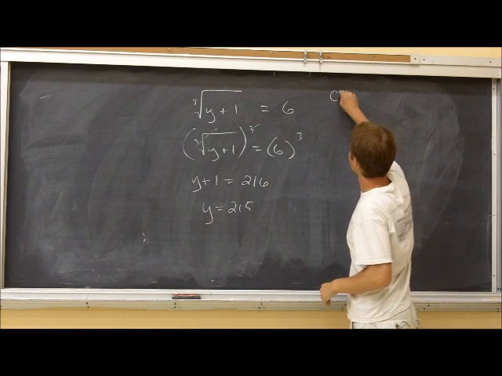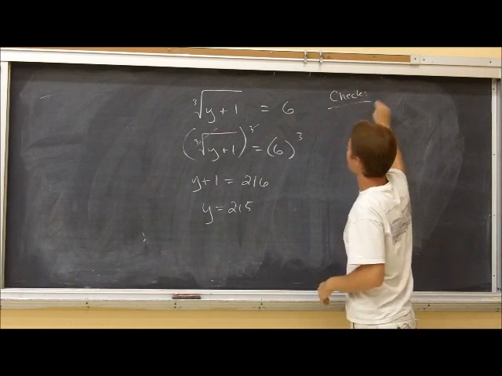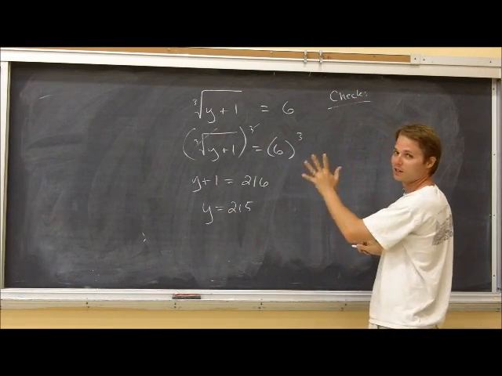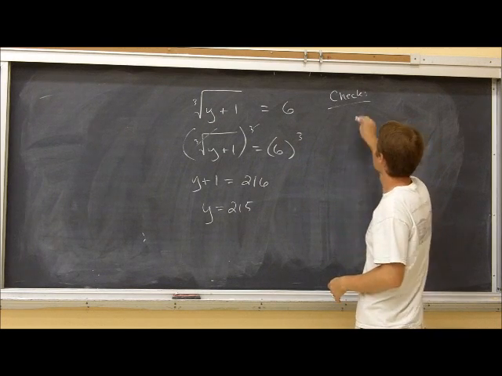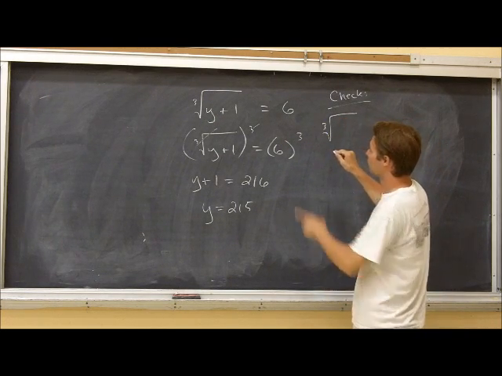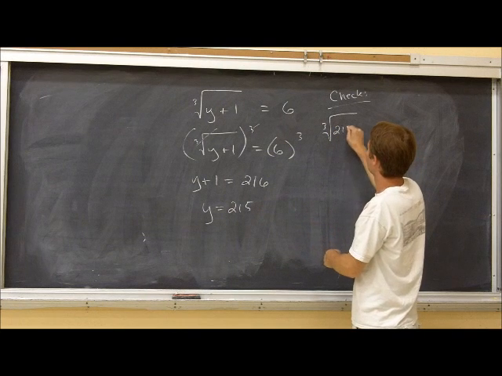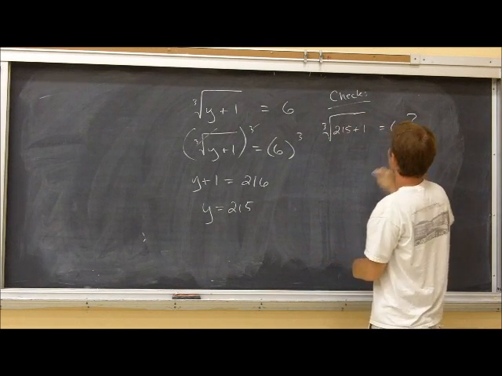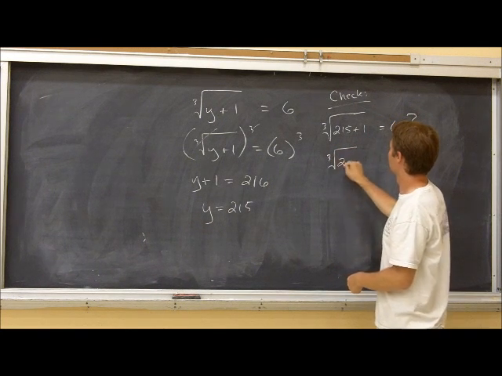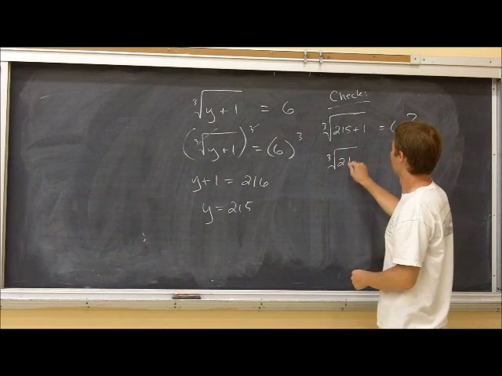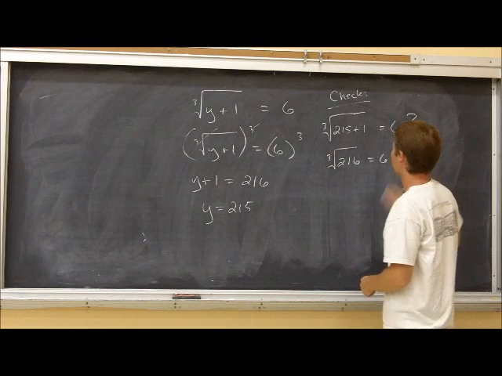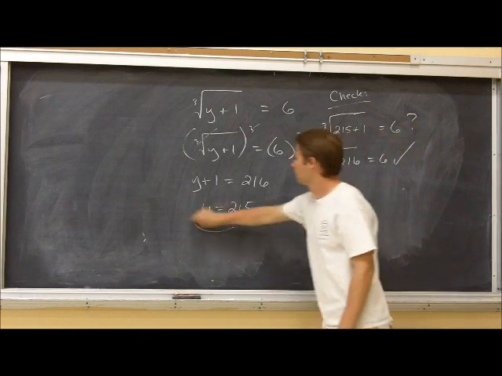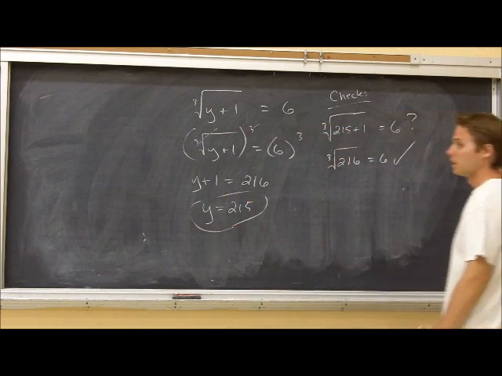I can check this. I shouldn't have any problems since I cubed instead of squared, but we'll just make sure. So I'll take the cubed root of y plus 1, which will be 215 plus 1. Is that equal to 6? Well, this will be the cubed root, sorry, not the square root, the cubed root of 216, which, yeah, that is equal to 6. So we'll take that as a good answer.